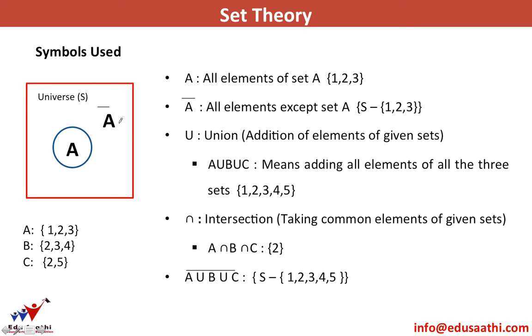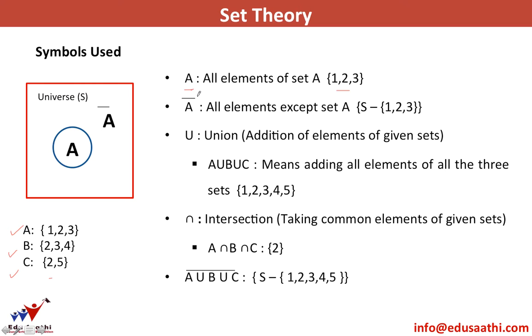Now we look at some of the symbols used. A means all elements of the set A, which is 1, 2 and 3. Here I have defined set A as 1, 2 and 3, set B as 2, 3 and 4 and set C as 2 and 5. We look at all the concepts we've done till now.